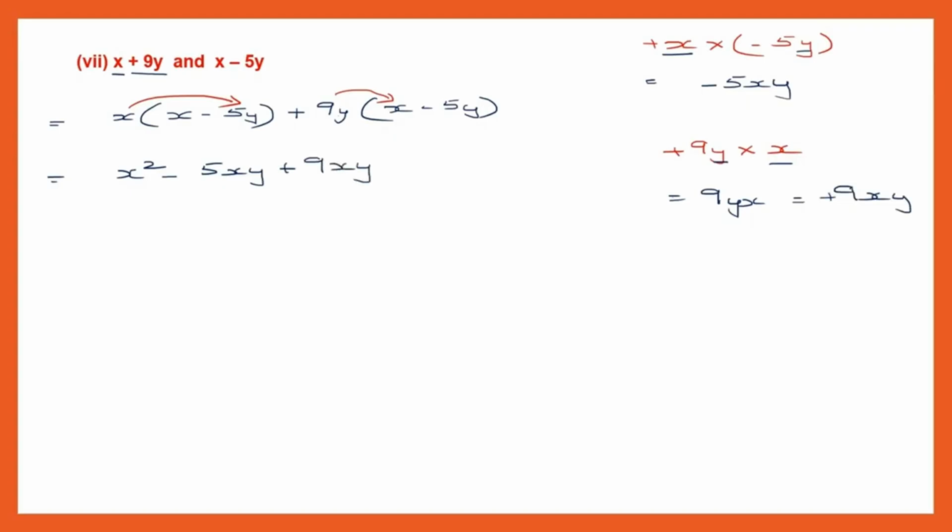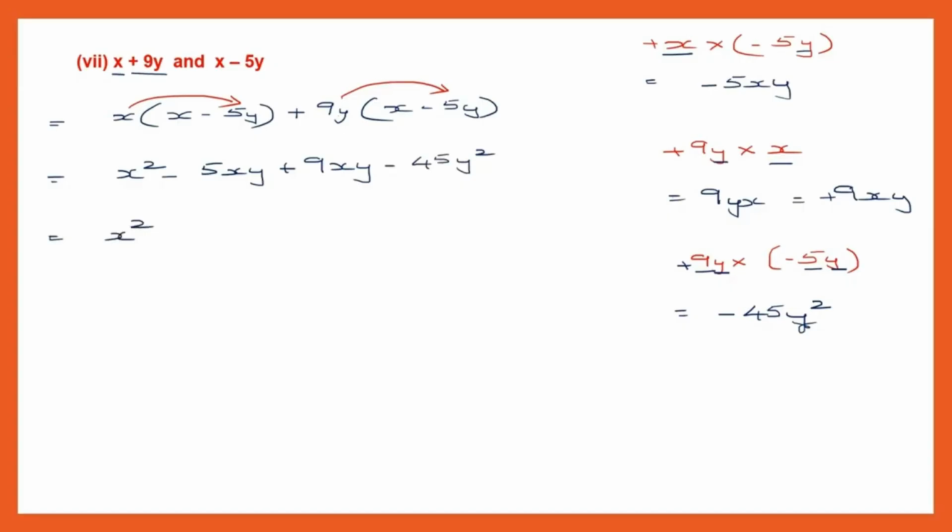Now that we have finished with this, let's multiply 9y into minus 5y. So here the sign will be plus, and plus into minus is minus. Now multiply the numbers: 9 into 5 is 45. Now we have y into y, which is y to the power of 2. So what do we have here? We have minus 45y square. So our final answer will be x square.